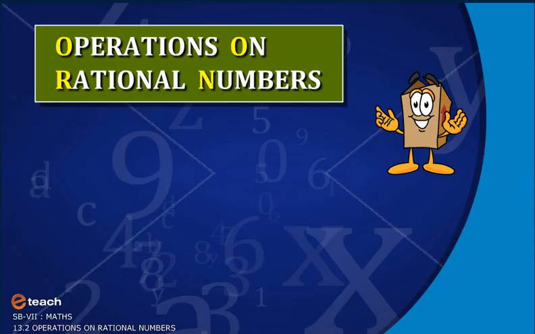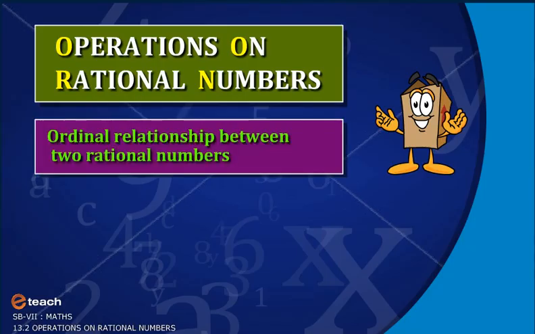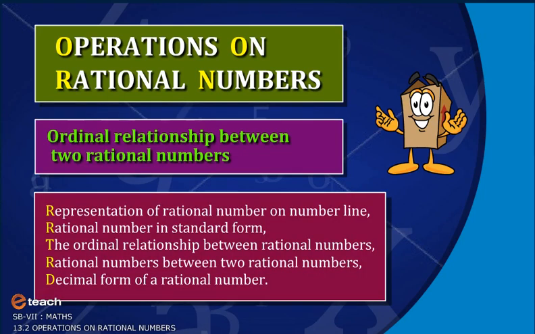Operations on rational numbers. Ordinal relationship between two rational numbers. Representation of rational numbers on number line. Rational number in standard form. The ordinal relationship between rational numbers. Rational numbers between two rational numbers. Decimal form of a rational number.